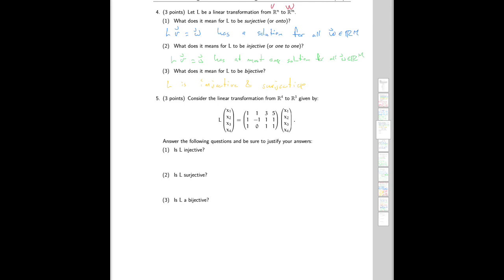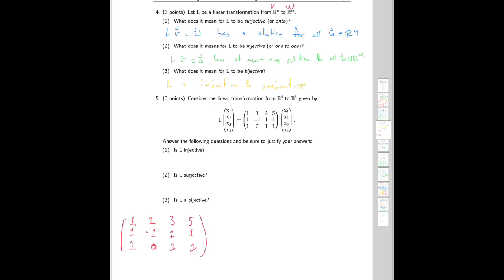Okay, and now for question 5, I've given you a linear transformation given by its matrix, and so I'm asking you to determine whether it's injective, surjective, or bijective. So the way we do that is we row reduce, and for the theory, of course, see the videos. Or not the videos, come to lecture, or watch the lectures, or ask me.